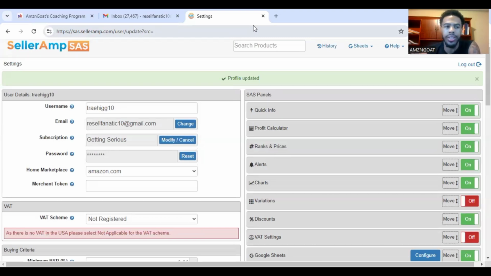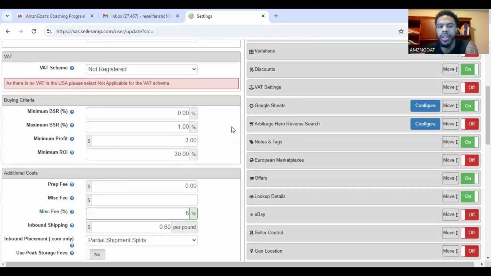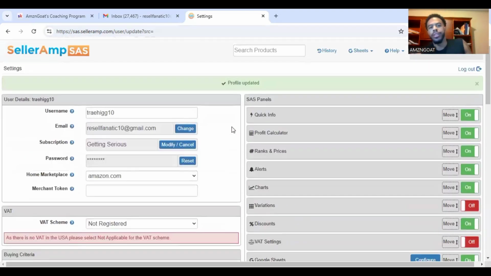If you have just gotten SellerAmp and maybe it's on the default settings, SellerAmp doesn't know how much sales tax you pay based on the state you live in. SellerAmp doesn't know how many products you plan to be sending in your FBA shipment. So only you know that, right? So you have to go and update that yourself. And once you do that, you'll be good to go.